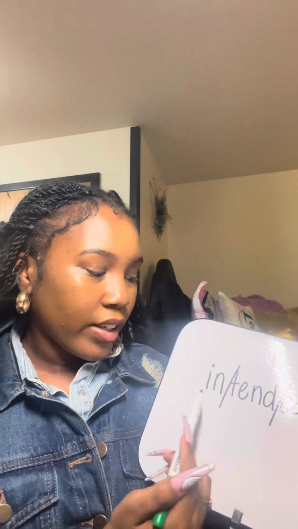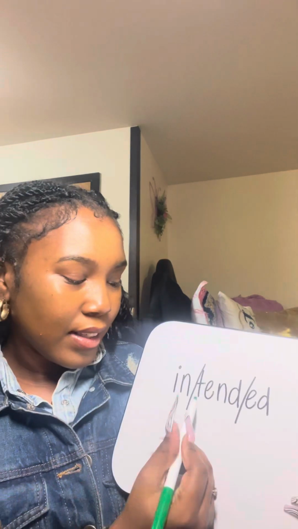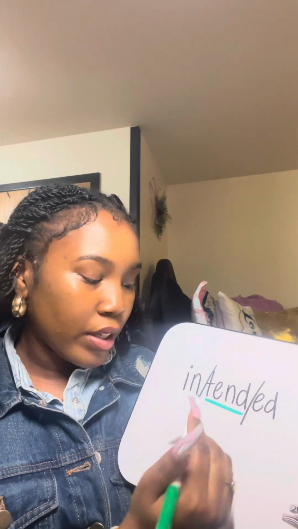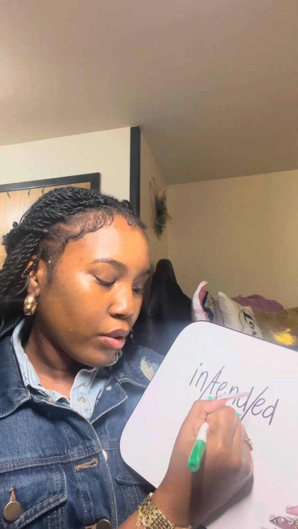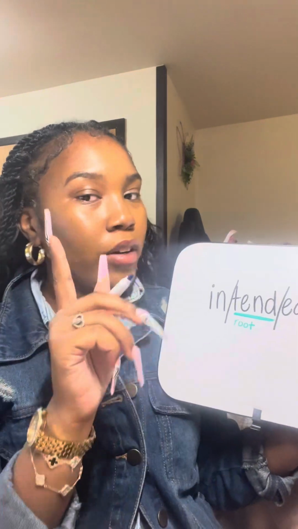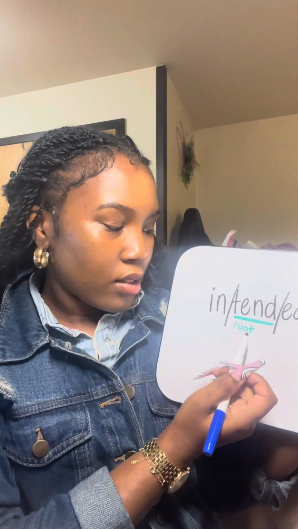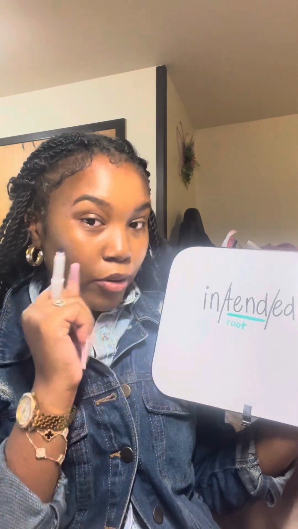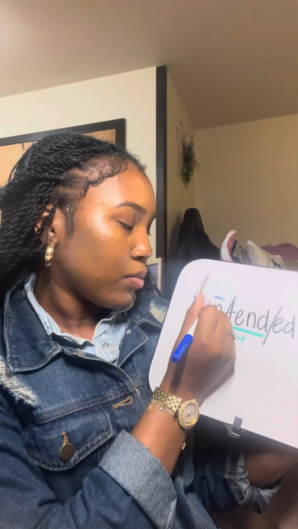By looking at our word intended, our root word would be tend. This will be our root word. So I'm going to put root. That will be our root. So for our prefix, since we know that our prefix comes before the root, we will circle. Well, first, let me ask you all. If tend is our root and the prefix comes before the root, what do you all think the prefix is? Great job. The prefix is the word in, so we're going to circle our prefix in blue.